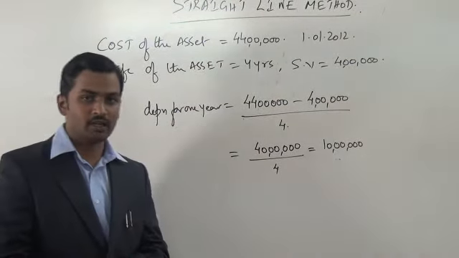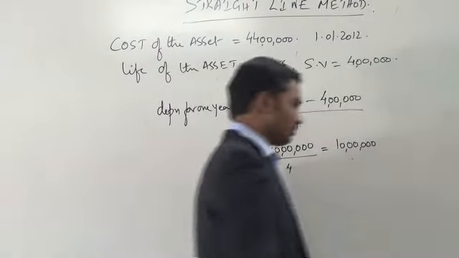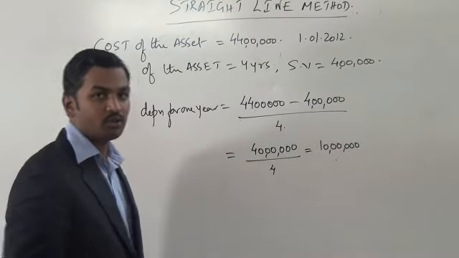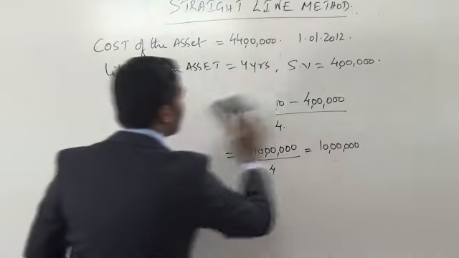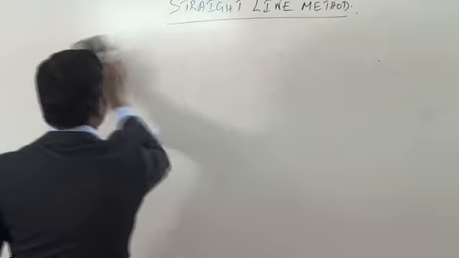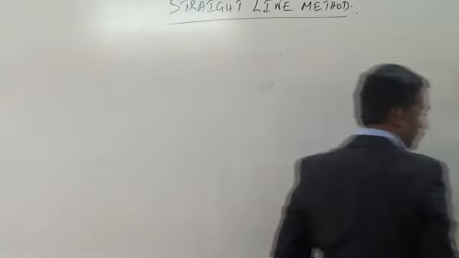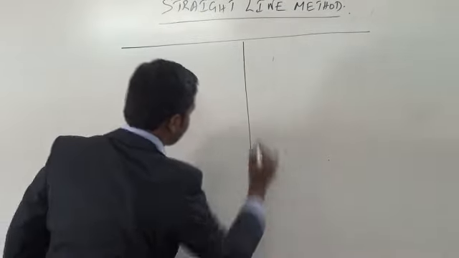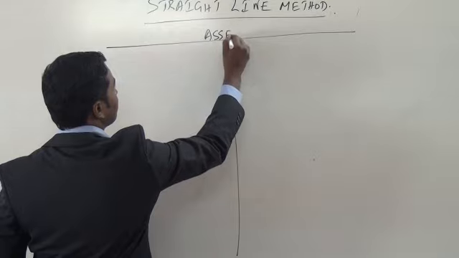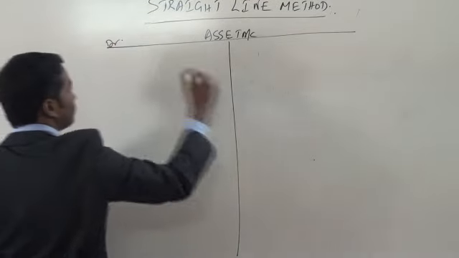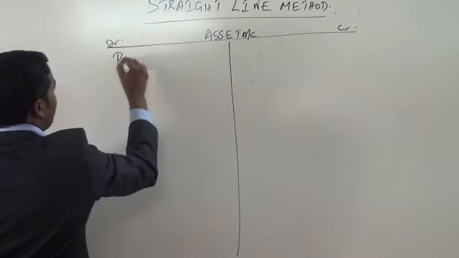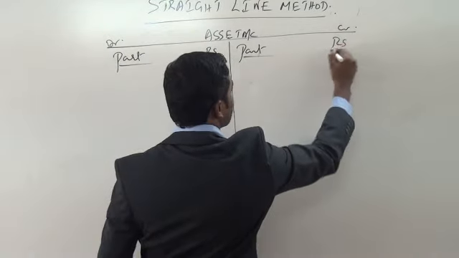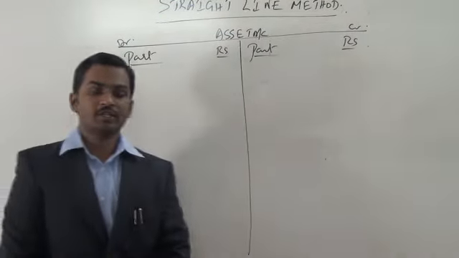Now how to show the asset account in your books of accounts, that also I will show you now. Now what you can do is, when you are seeing the video, I think you can even record these in your notebook. And now I will show you how to do accounting for this particular asset. I will prepare the asset account for you. This is the asset account, debit, credit, particulars, rupees, particulars, rupees.